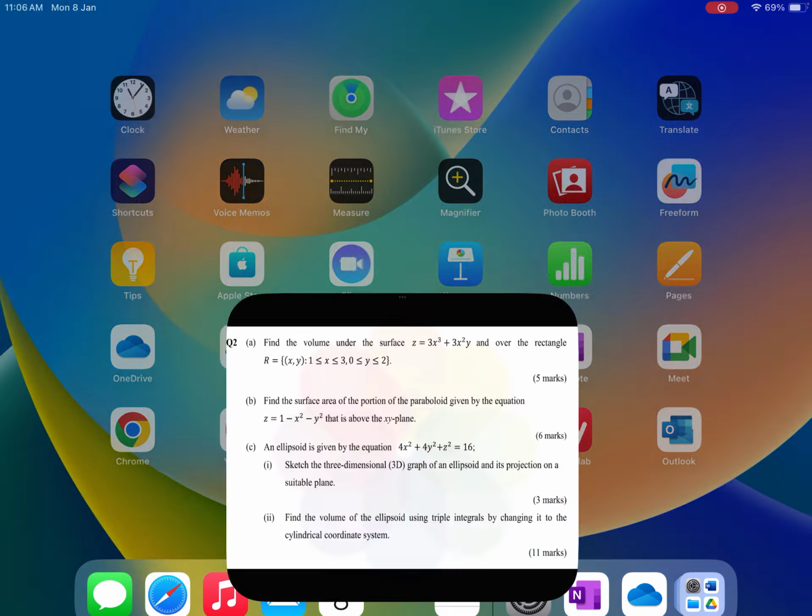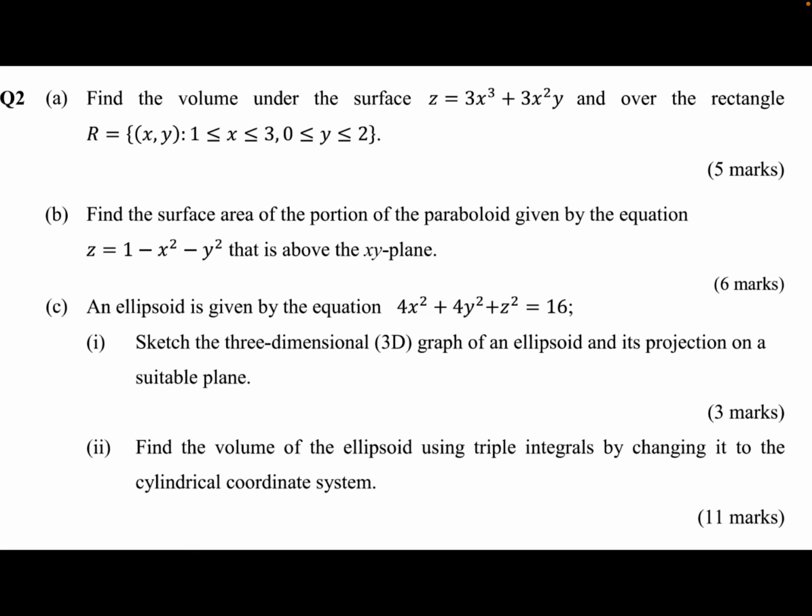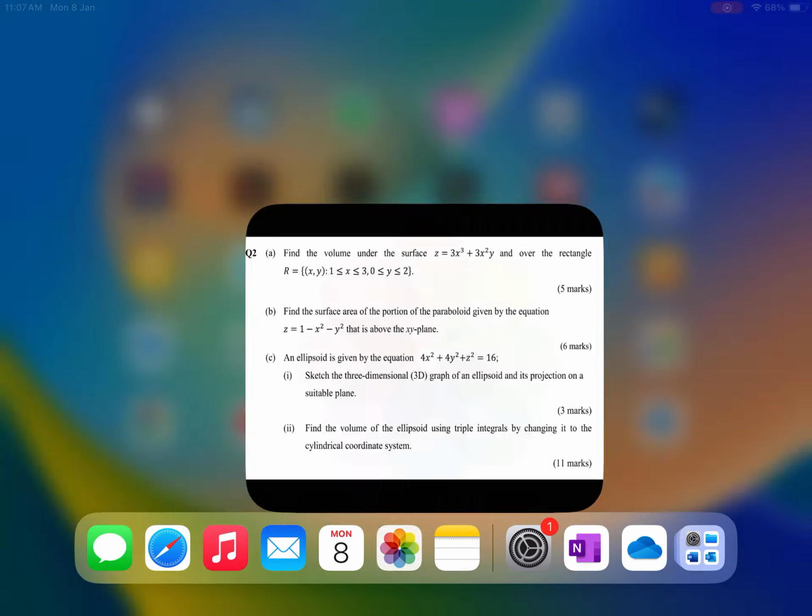Okay, next question, go to question 2C. An ellipsoid is given by this equation. Ellipsoid means that the shape is something like a sphere, but the sphere is a round shape, right? The ellipsoid is in an ellipse shape. Sketch a three-dimensional graph for the ellipsoid and its projections on a suitable plane. And next, find the volume of the ellipsoid using a triple integral by changing it to the cylindrical coordinate system. So you have to sketch and then you have to find the volume.